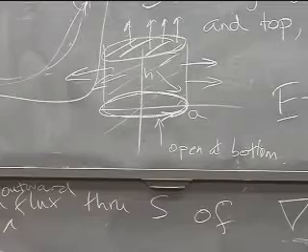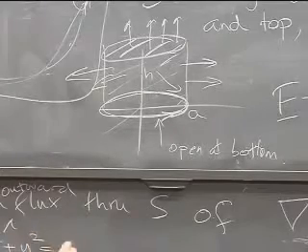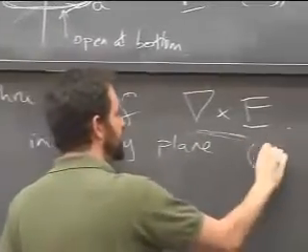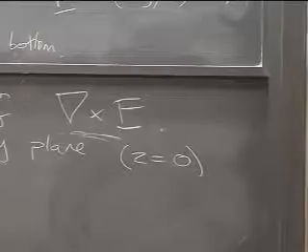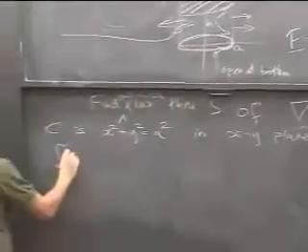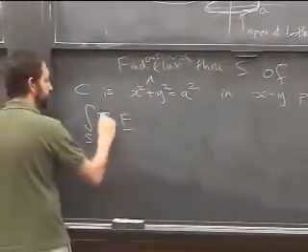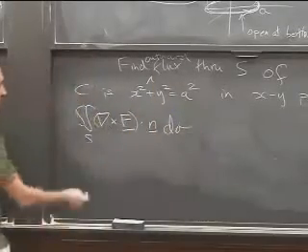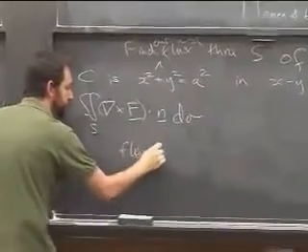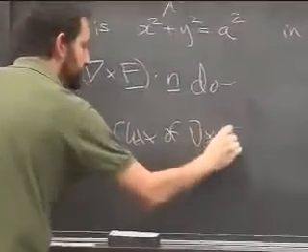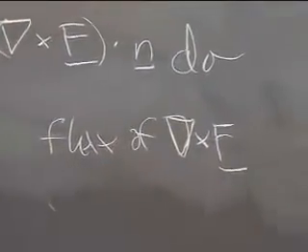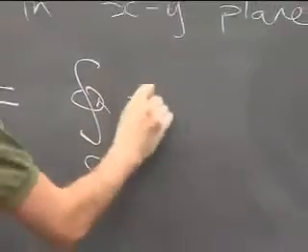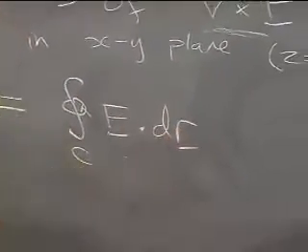So we're going to take C to be just the circle x squared plus y squared equals a squared in the xy plane, i.e. z equals 0. Okay, so according to Stokes' theorem, the flux that we're looking for, which is, remember, you need to understand what flux is, that's the flux of the curl, is just equal to the one-dimensional line integral of F dot dr around C.